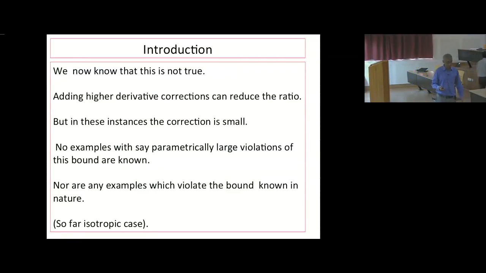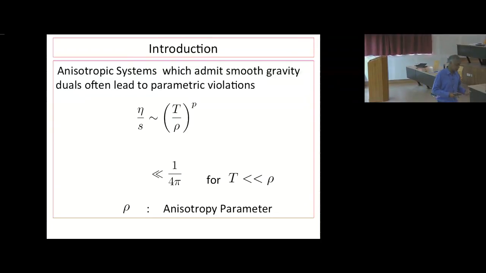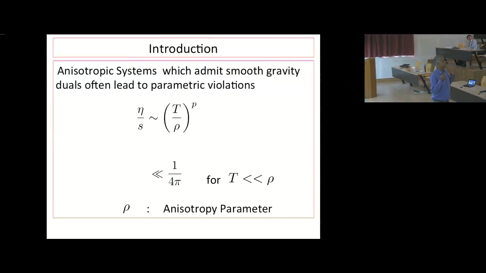Okay, so far we are talking about the isotropic case. Now let's go to the main part of this talk. It turns out, as you'll see, in anisotropic systems which do admit smooth gravity duals, you can often have a violation of this bound in some components of the viscosity, because in an anisotropic system, the viscosity really should be thought of as a tensor, and in general the shear viscosity has 21 independent components, so it's a bit of a mess.